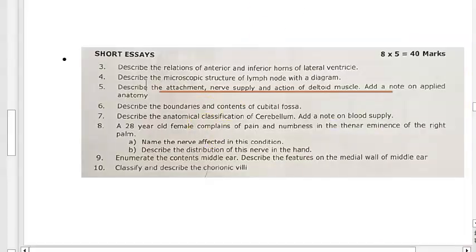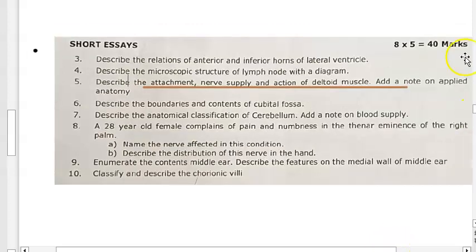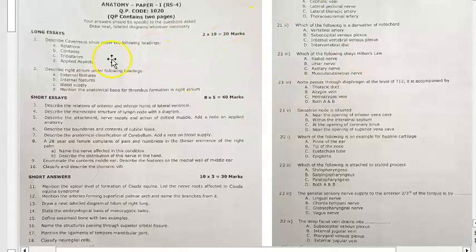Guys, look at this question on the deltoid muscle. They have asked the attachment, nerve supply, action of the deltoid muscle, and they have also asked about the applied anatomy. This is for 5 marks. And when did they ask this? November 2023, final exam of anatomy.